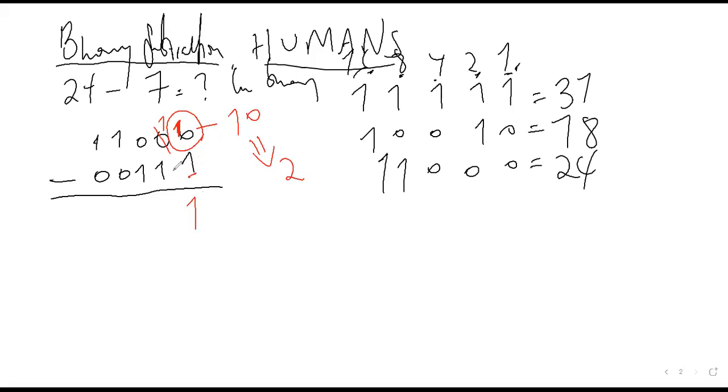Right. Then you move to the next column. 1 minus 1 is a 0. That's coming up. We have to borrow again. 0 minus 1, it can't. We have to borrow from this 1. When we borrow from a 1, we are left with a 0 and we borrow a 1. This 1 0 becomes a 2. 2 minus 1.